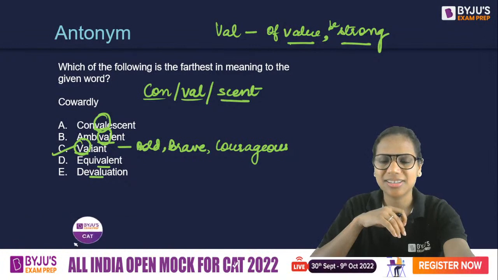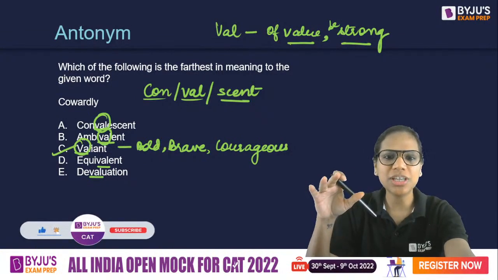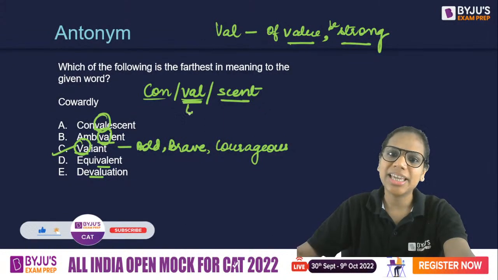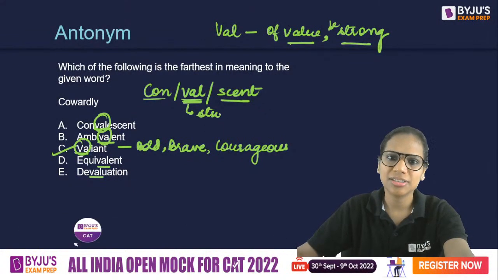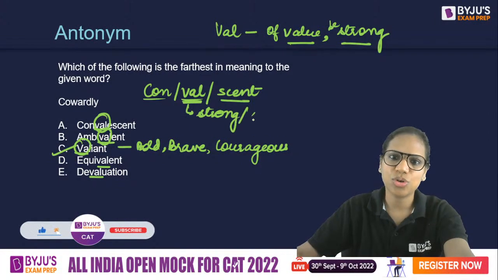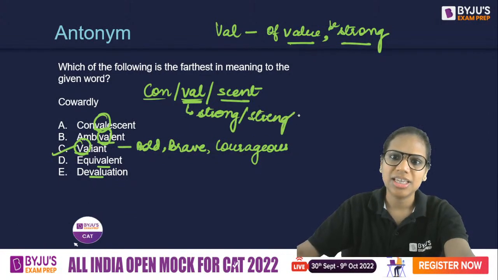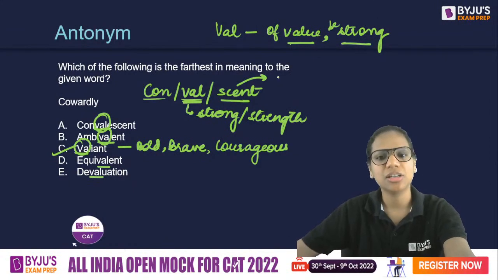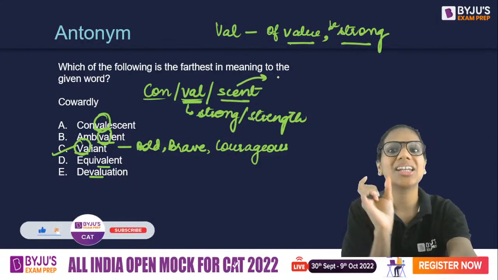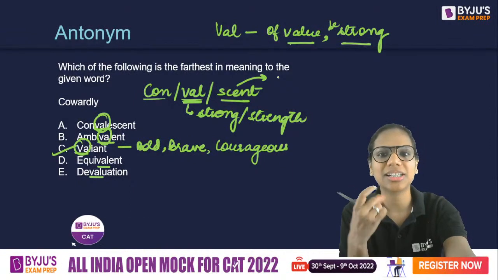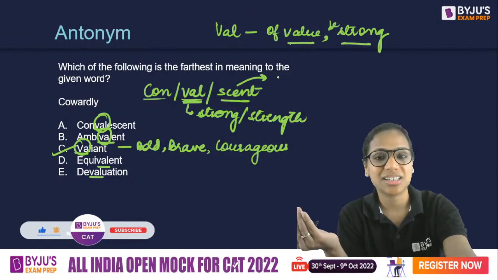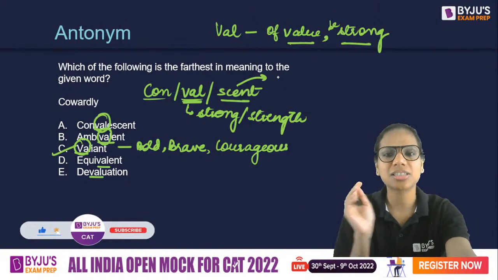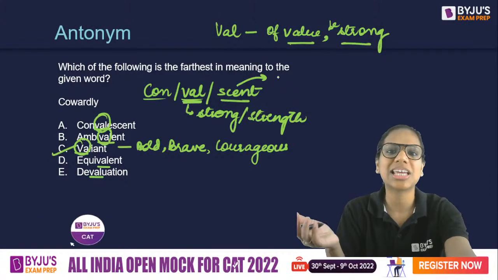Con means together. So con is a prefix that means together. Then val is again strong or strength. Scent is basically becoming. For instance, adolescent: in the process of becoming an adult. Senescent: in the process of becoming a senior or basically old. Senescent is somebody who is growing old. That person is a senescent person.